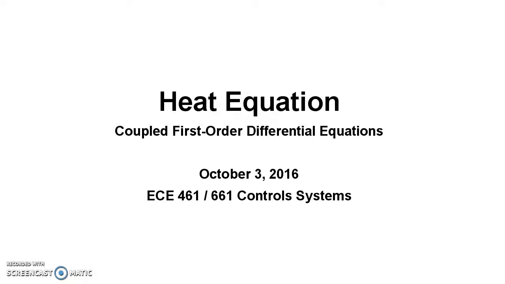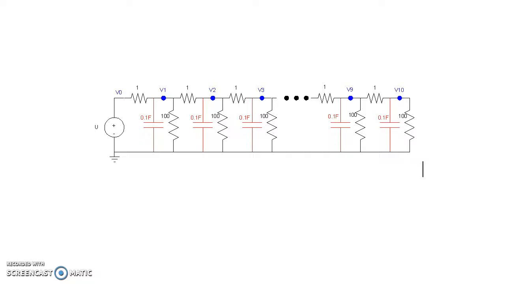This is the step response of a 10th order system that satisfies the heat equation. Now the system we're looking at is a 10-stage RC filter with 1 over RC equal to 10 and an extra 100 ohms going to ground.